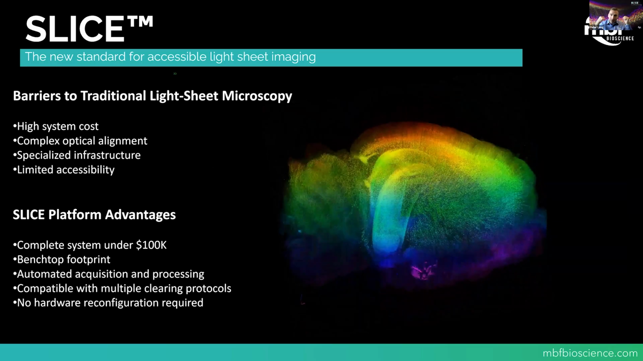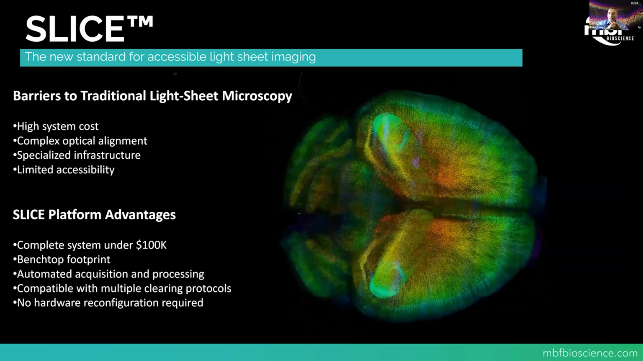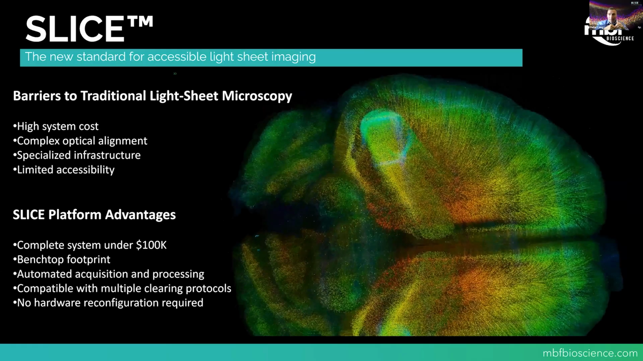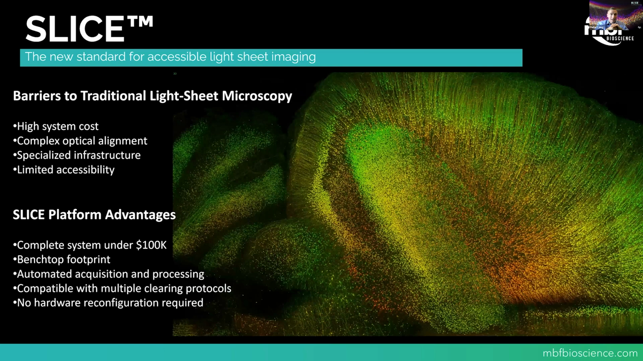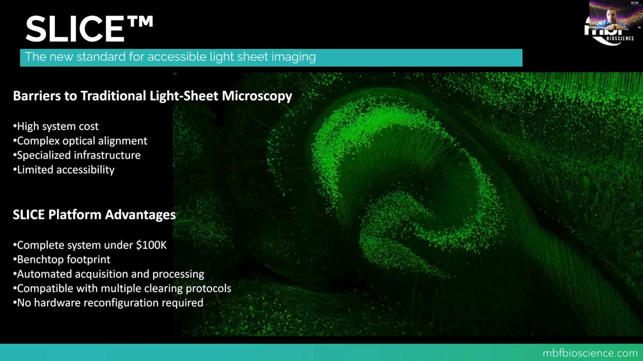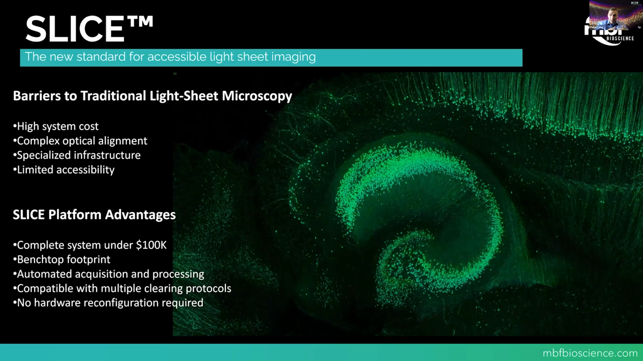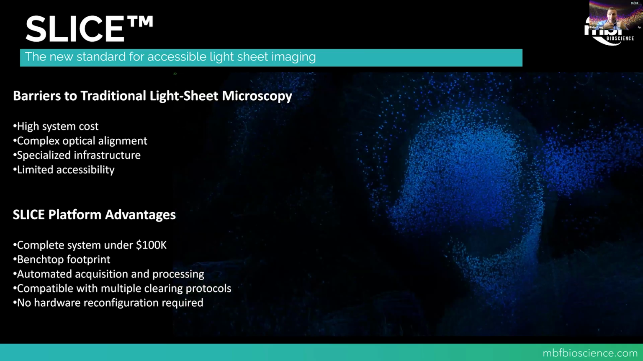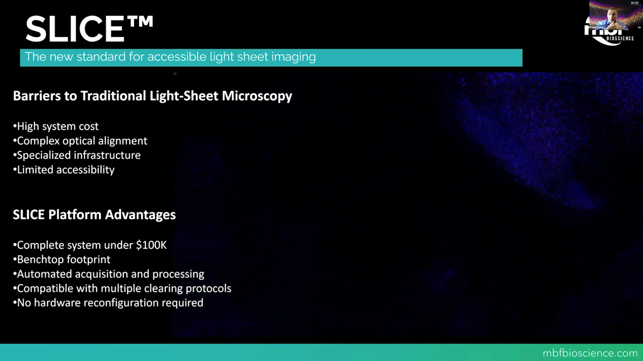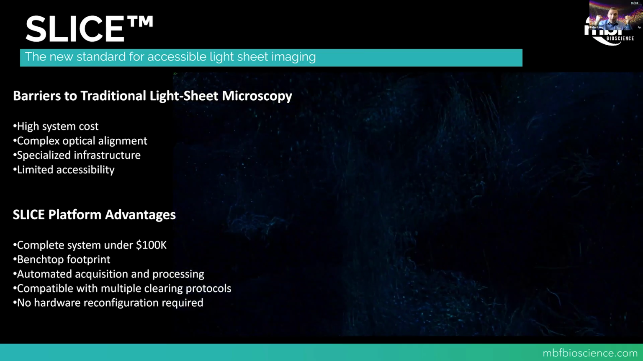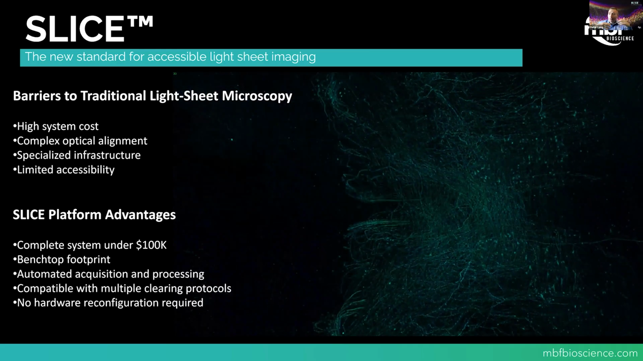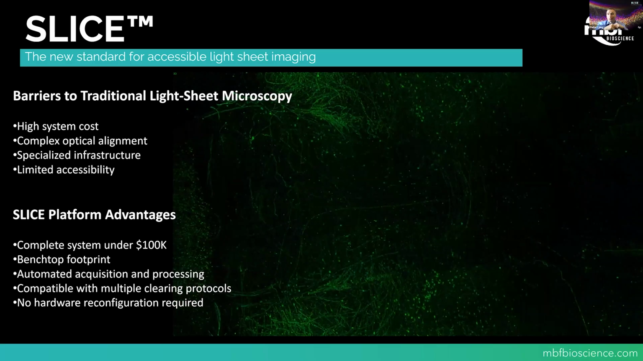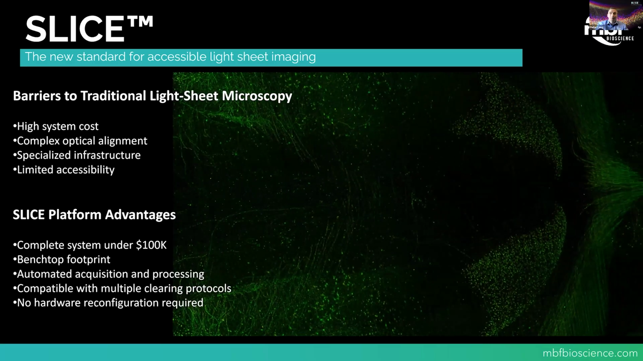So despite the tremendous value of light sheet microscopy for volumetric imaging, widespread adoption has historically been limited by several practical barriers. Traditional light sheet systems are expensive, costing hundreds of thousands of dollars. They frequently require specialized optical infrastructure and expert operation. What we really tried to develop here is to lower those barriers and make high resolution, clear tissue imaging more accessible to the broader research community.